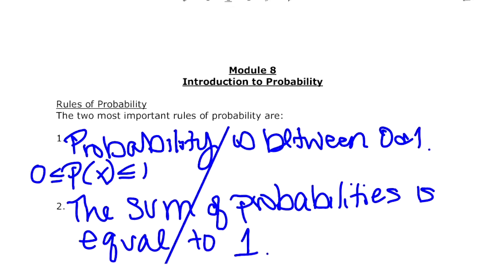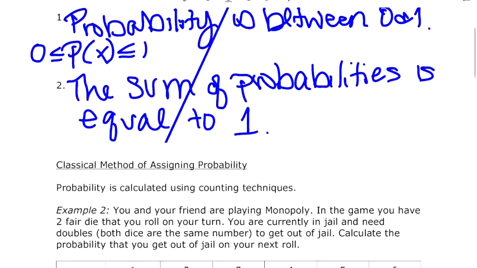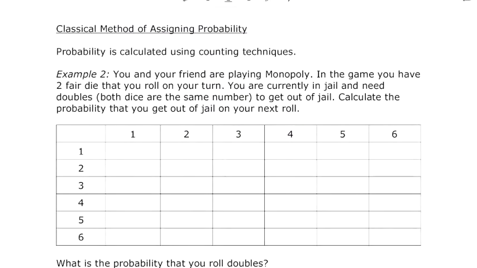So now for the remainder of these notes, we're going to look at two ways to assign probability. The first is the classical method. This is where you use counting techniques to determine probabilities. To look at this, we're going to look at an example where you're playing Monopoly. Monopoly is a board game. You roll 2 dice, and then that allows you to move your token.